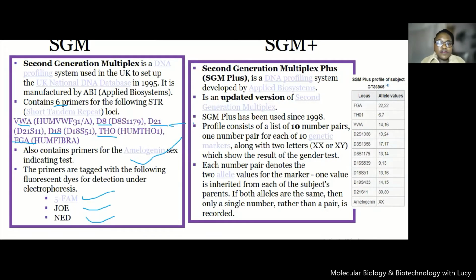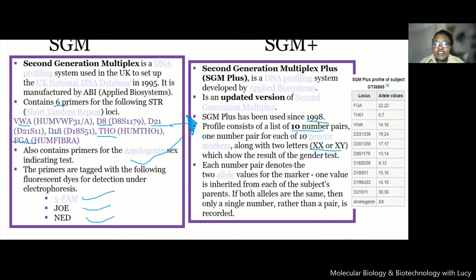Now, of course, this process improved into what you call 2nd generation multiplex plus. Still by Applied Biosystems, but it's the updated version of SGM. And this was around in 1998. And what happened is that they added, now from 6 primer sets, we now have 10 primer sets along with the sex determination loci or markers.